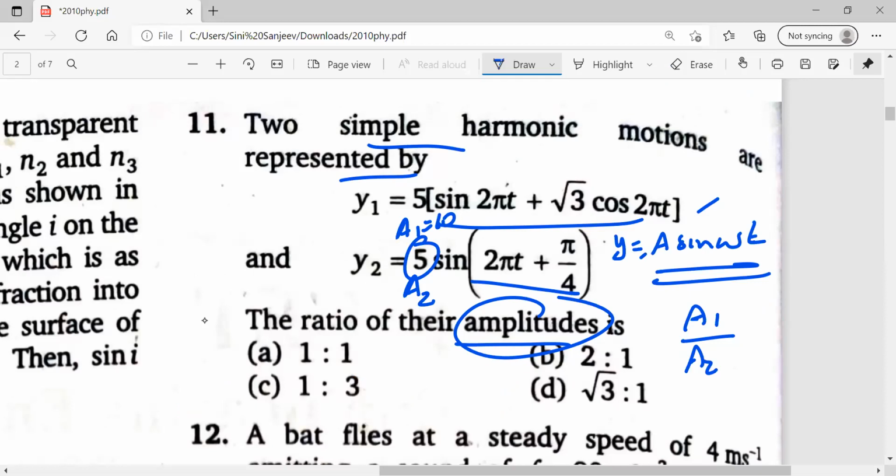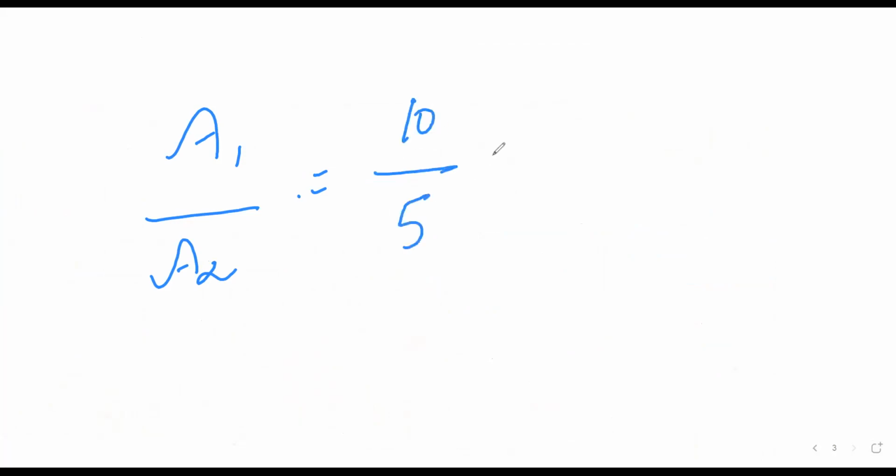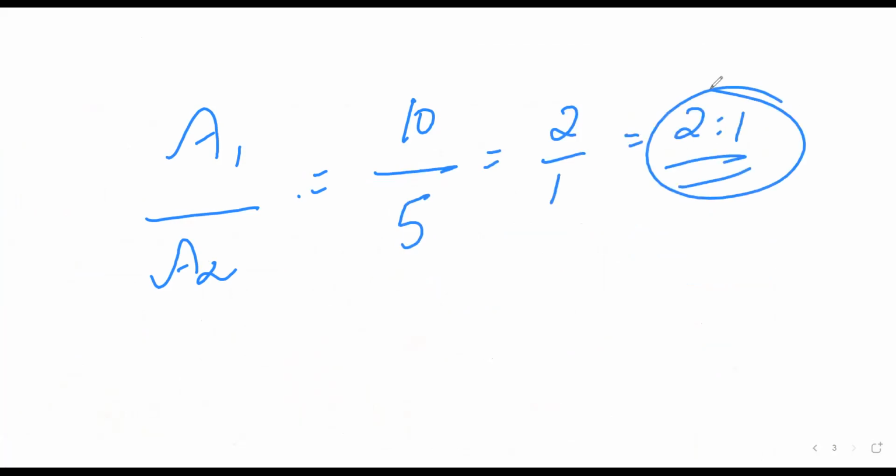So A1 by A2 I have to find. Okay, A1 by A2 is nothing but what? This is 10 and this is 5. So 10 by 5, that is nothing but 2 by 1. So this is nothing but 2:1 respectively. Okay, 2:1 respectively, that's all. So the correct answer is here, option B.